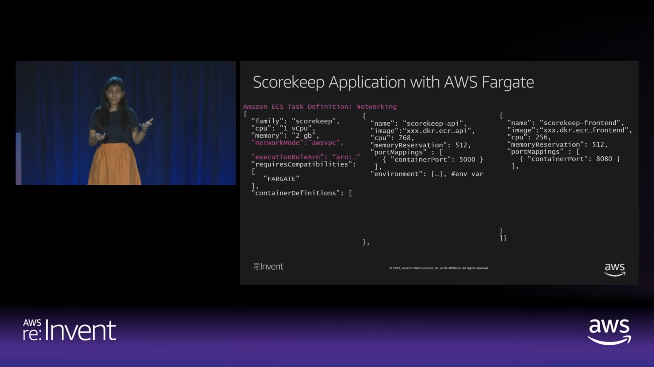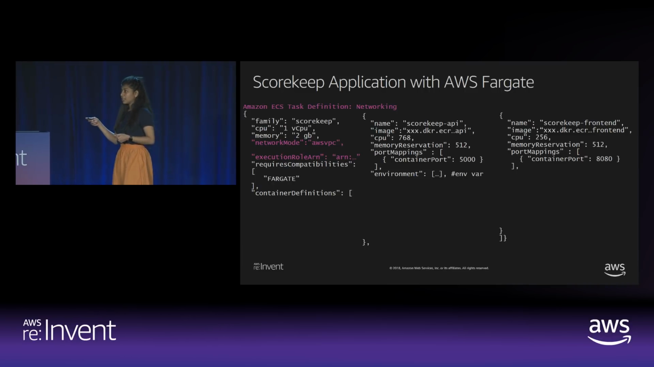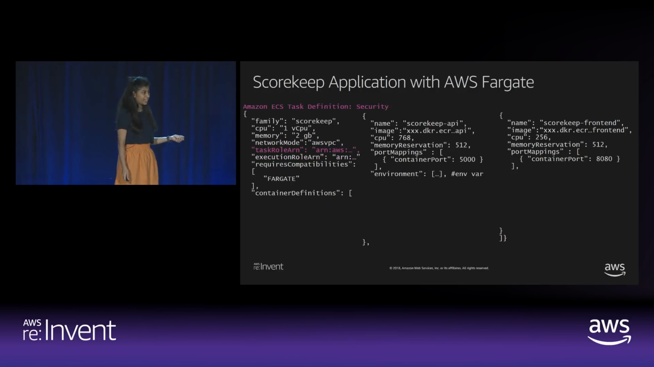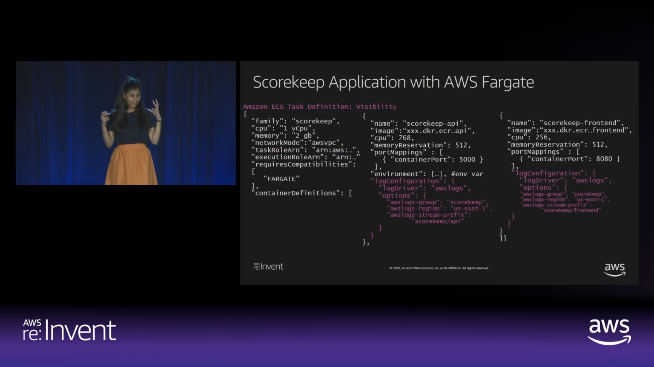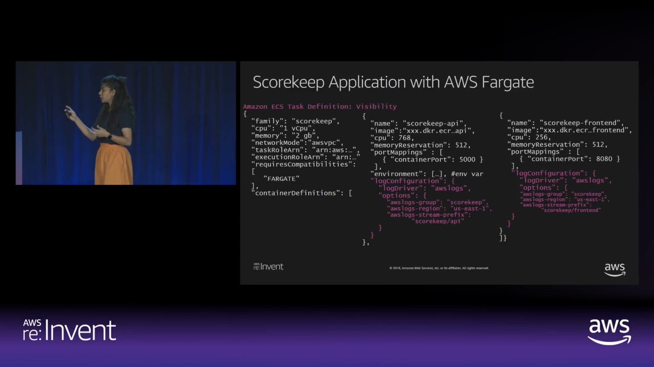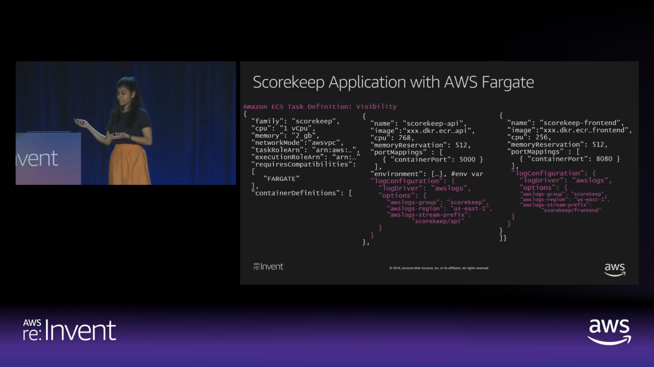Then I have network mode, and Fargate supports the AWS VPC network mode. We actually create an elastic network interface and attach it to your task so it can talk to the internet. And for us to do that, we need a task execution role for us to create resources in your account. Then we have security, which, as I mentioned, you can restrict access to fewer resources and APIs, and you can do that with the task IAM role. And lastly, we have log configuration. So we'll go into the details of how to set some of this up in a bit.